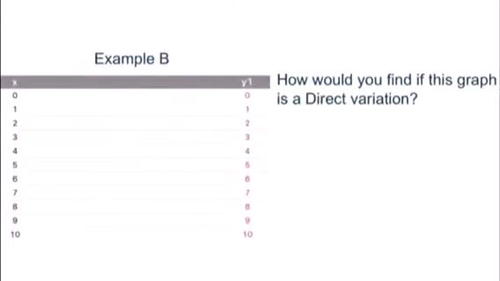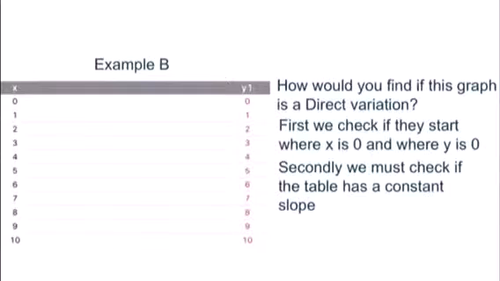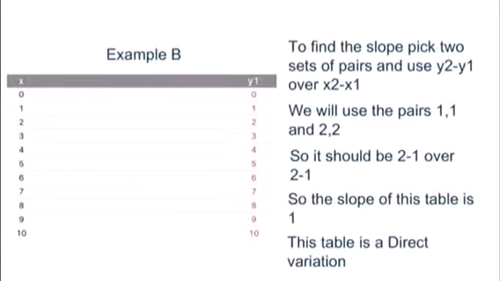How would you find if this table is a direct variation? First we check if they start where x is 0 and where y is also at 0. Secondly, we must check if the table has a constant slope. To find the slope, pick two sets of pairs and use y2 minus y1 over x2 minus x1. We will use the pairs (1, 1) and (2, 2), so it should be 2 minus 1 over 2 minus 1. So the slope of this table is 1. The table is a direct variation.